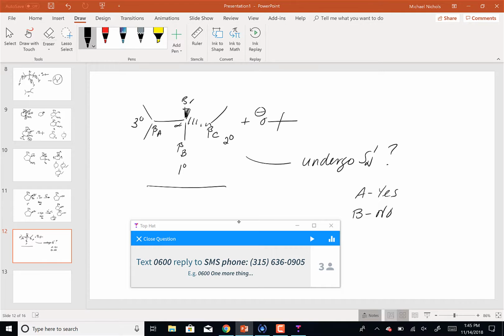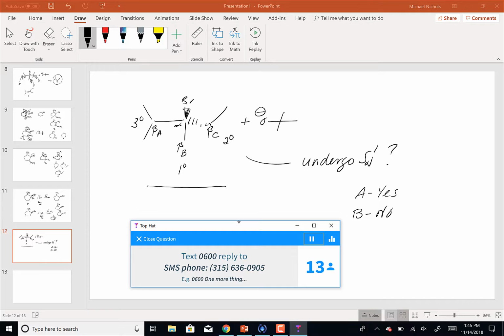So will it undergo SN1? Answer that question. Then I'm going to come back. What I did what? Oh, you can do that. Didn't know that. I know if I close a question out before I get the results, I can't see it. Learned that this morning. There's just too much technology in my head right now.